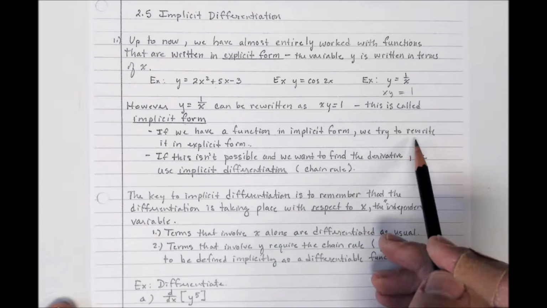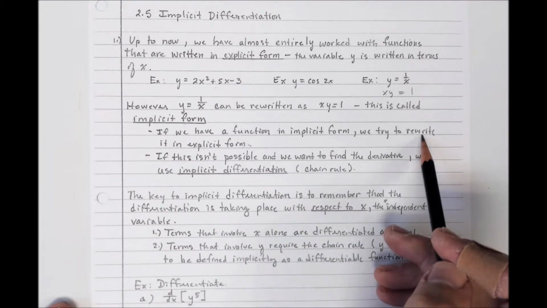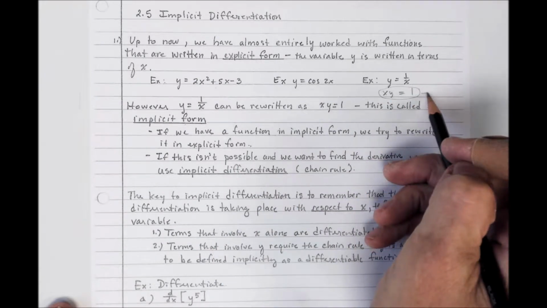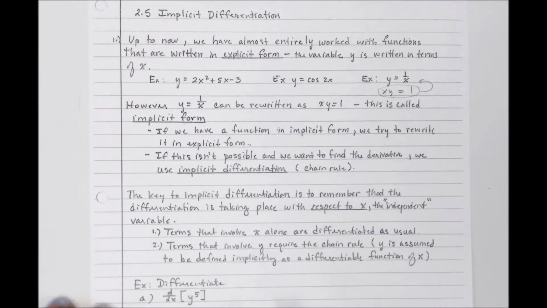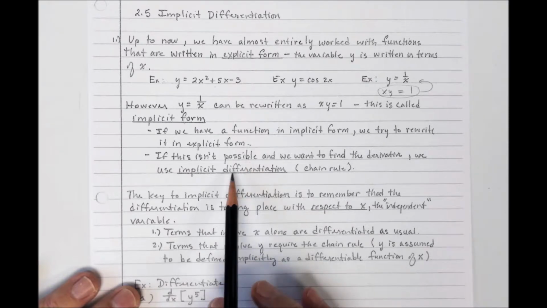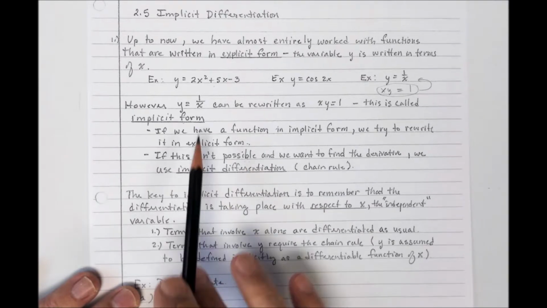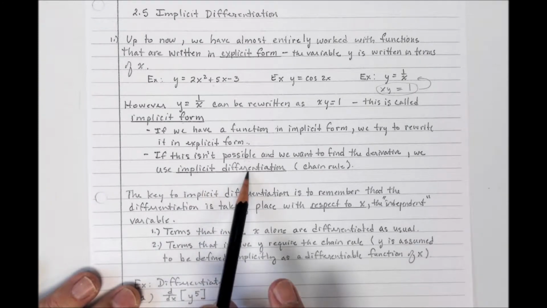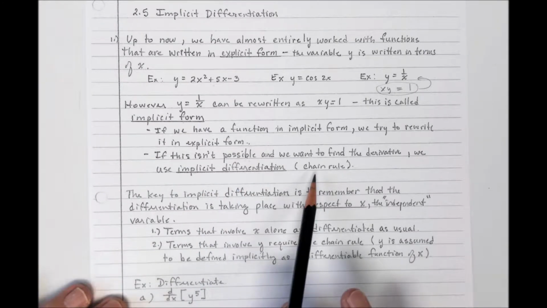Normally what we try to do is rewrite it into explicit form. If I was given this, I probably wouldn't work with this. I'd rewrite it and solve for y. But they're not always that simple. Sometimes it's easy to do, sometimes it's not so easy to do. When we can't easily isolate the y, but we still want to find the derivative, then we use implicit differentiation, because of the form the equation is written in, which involves the chain rule.